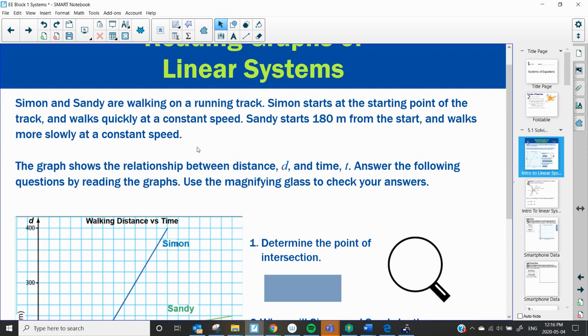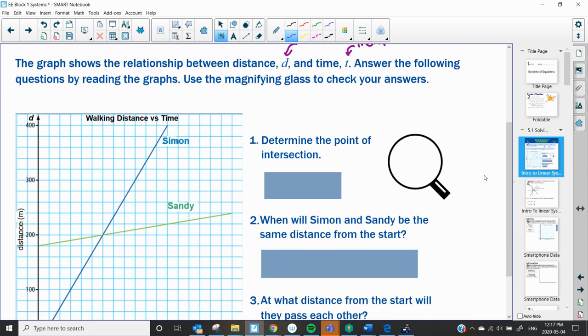And so just as a quick refresher from our last unit, if we're talking about distance and time, distance would be our dependent variable and time would be our independent variable. So just a little review from the last unit. So the questions we're going to look at below here.